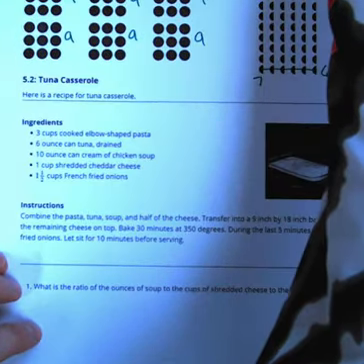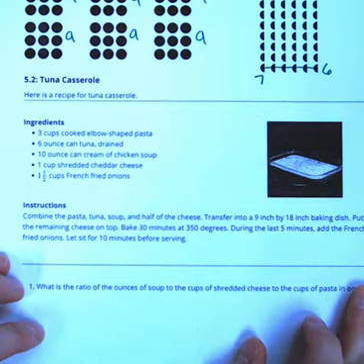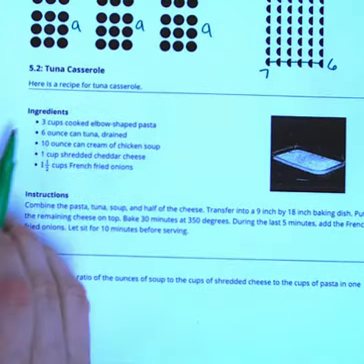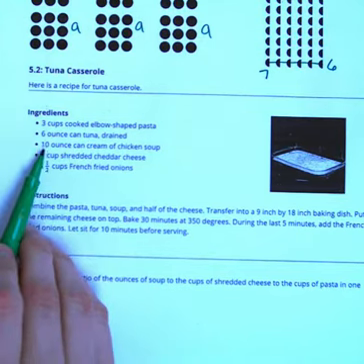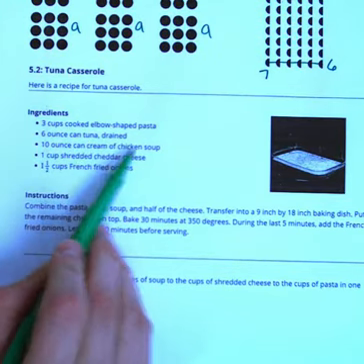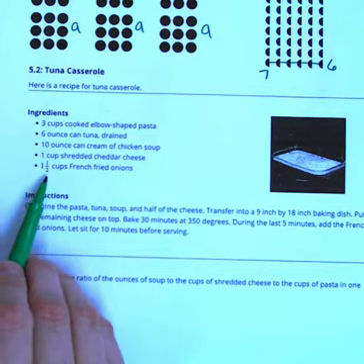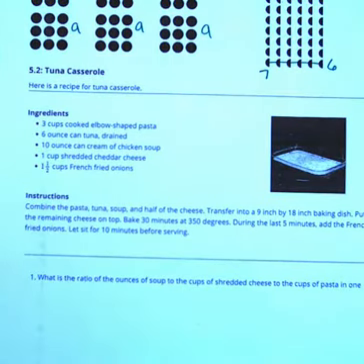All right, I'm going to zoom in on this recipe card here. Okay, so here's a recipe for making tuna casserole. We need 3 cups of pasta, 6 ounces of tuna, 10 ounces of cream of chicken soup, 1 cup of shredded cheese, and 1½ cups of French fried onions.